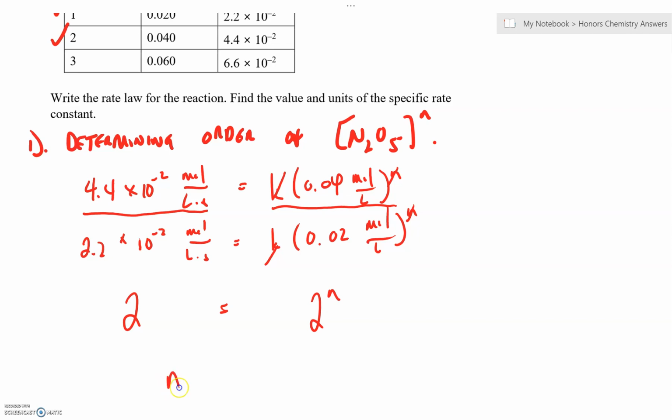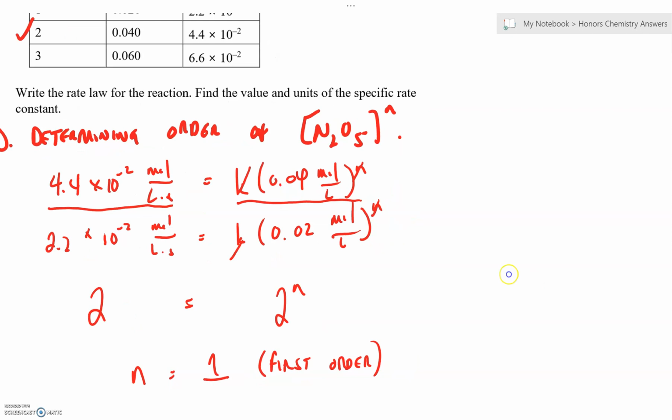It tells us that the order is 1, because 2 raised to the first power is 2. And that means that this is a reactant that is what we're going to say first order. So if we were going to describe this reactant, we would say that the reactant is first order, or that the experiment is first order in N2O5. All right, now that we know that, let's find K.